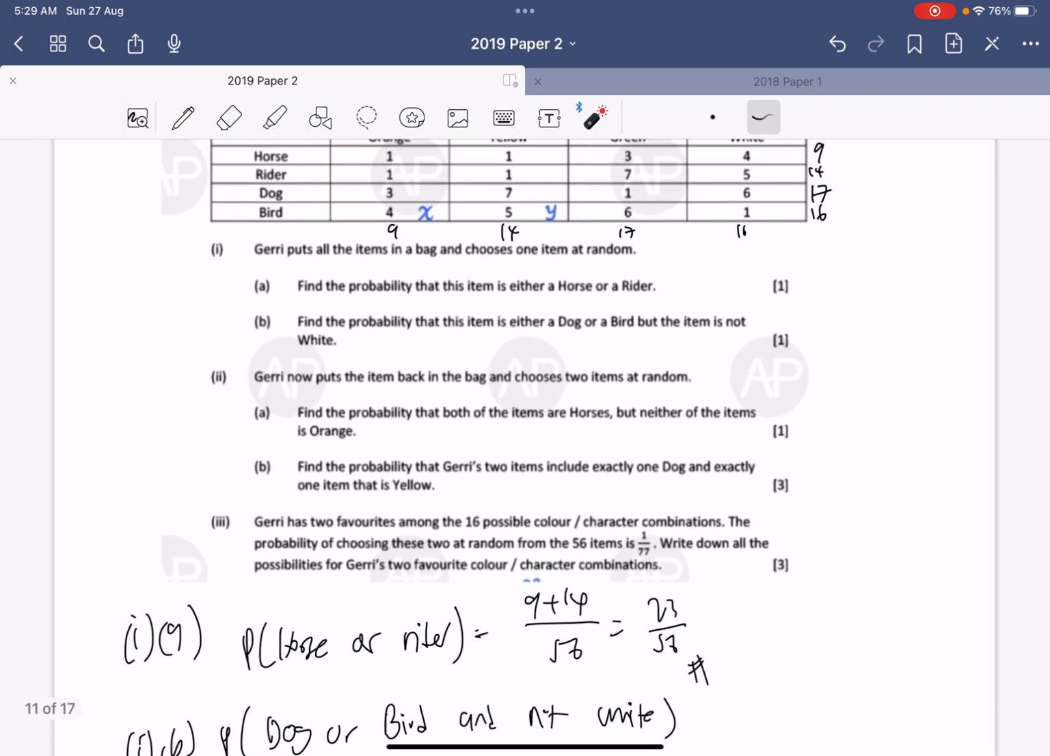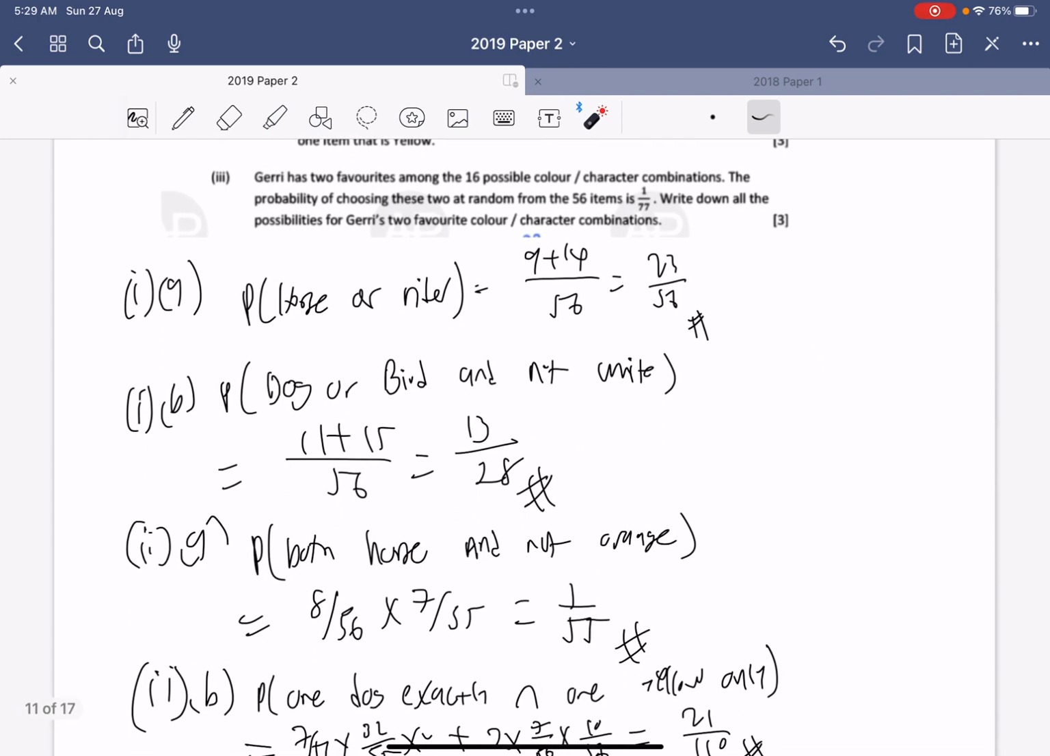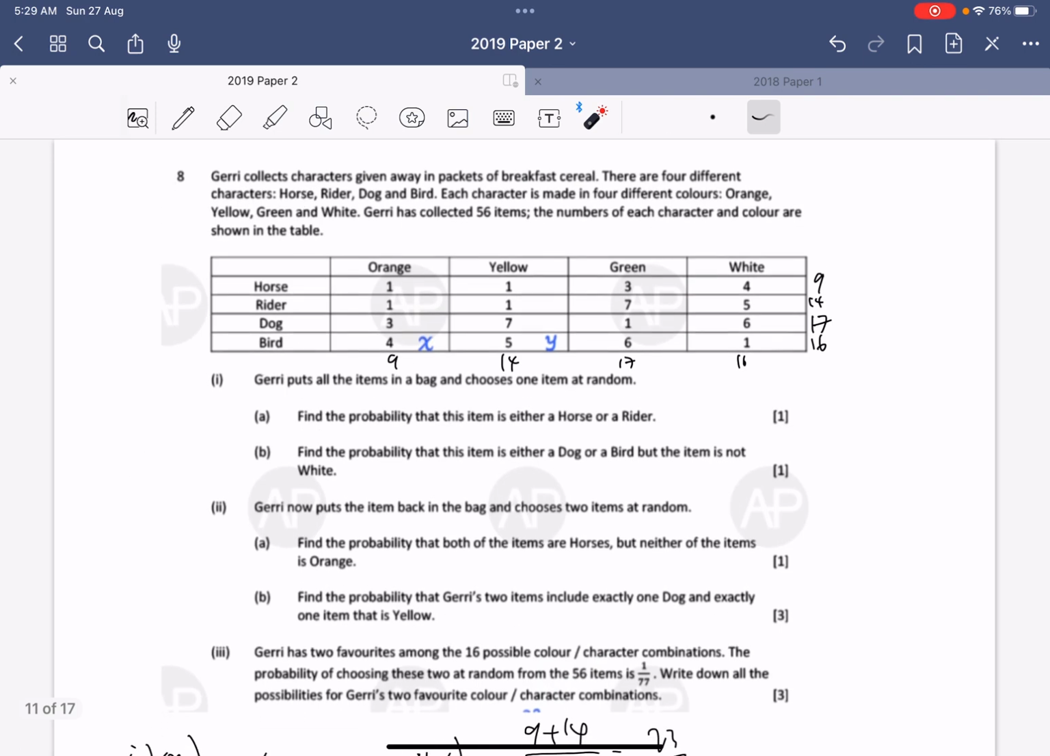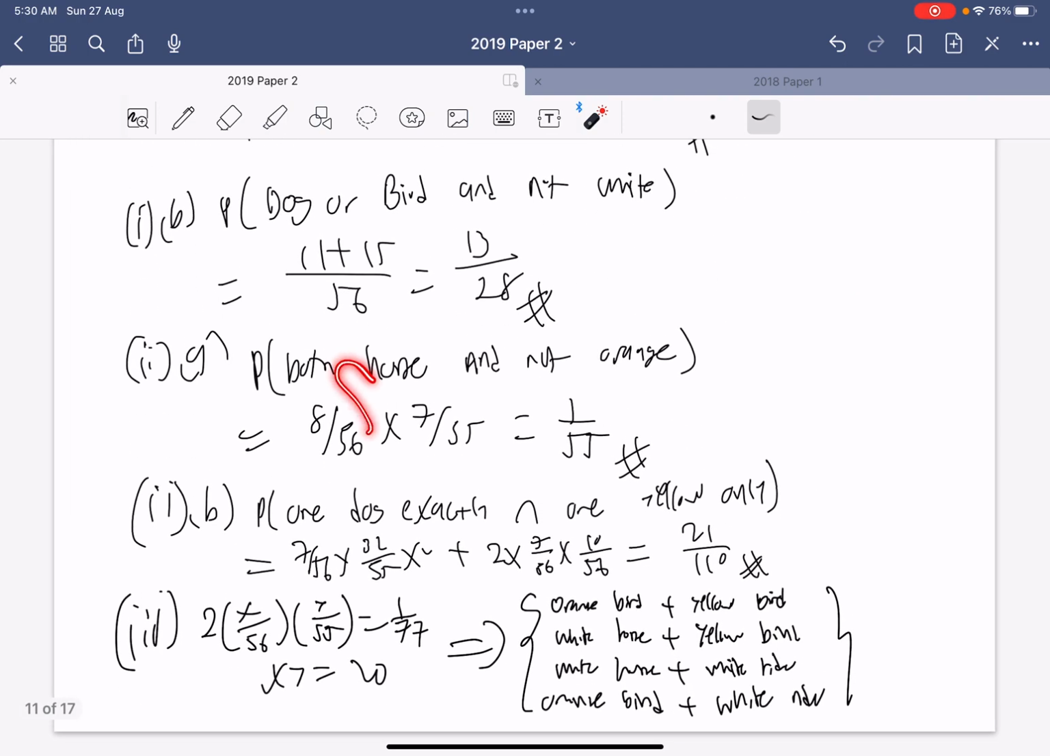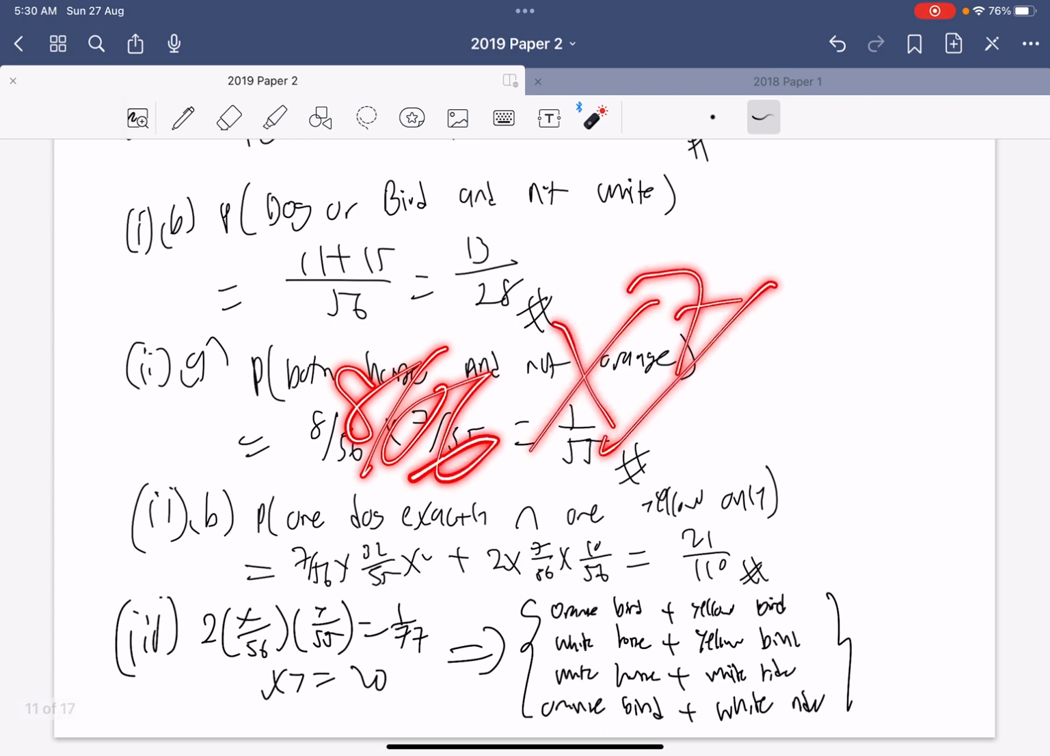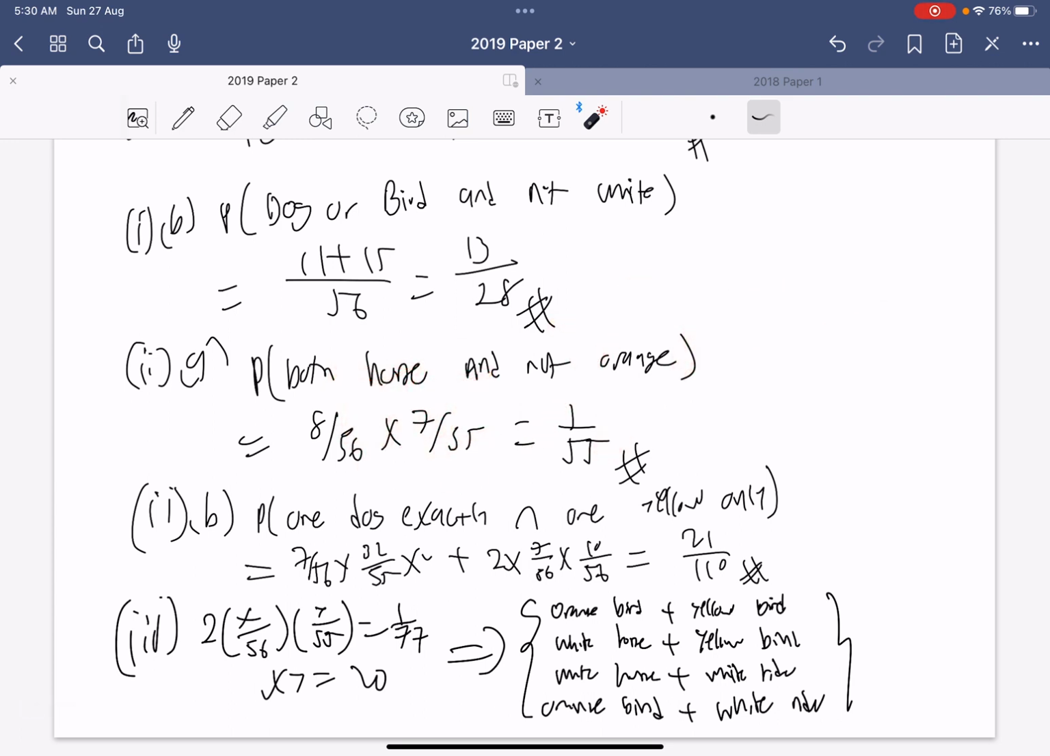For the next part, Jerry now puts the items back in the bag and chooses 2 items at random. Find the probability both of the items are horses, but neither of the items are orange. So both are horses and none are orange. You see horse has 9. You can't be orange, so you have to be this part, which is 8. So it is 8 over 56. Then you times 7 over 55. Why 7 now? Because after you choose 1, you have 1 less horse that is not orange. So you get 7, and then you times 55, because now the total number is 55. Then this will equal 1 over 55.